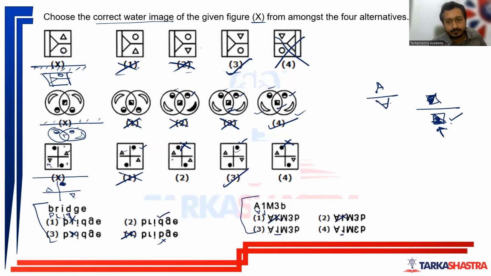You have these two. Now M, water image of M is like this. You already have it like that. 3 will be opening to the left. So 3 is opening to the left properly over here. 3 is not opening properly over here. So water image would be this one. Third option will be the correct water image. Okay. Now we will try mirror images.